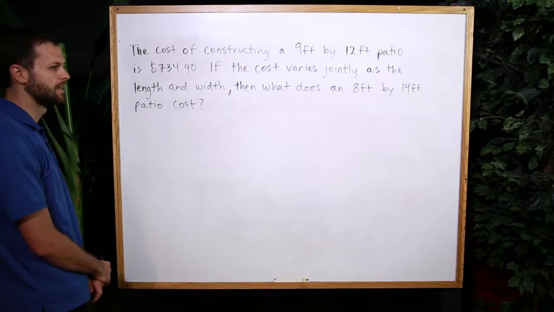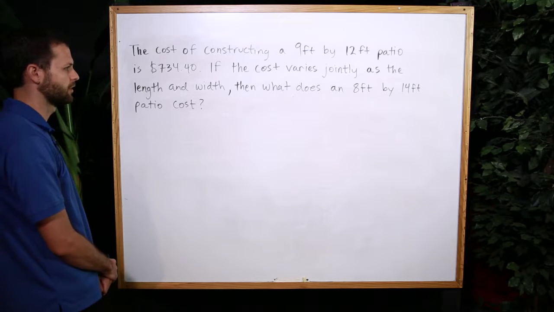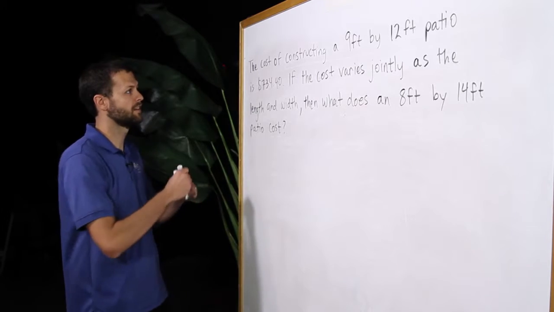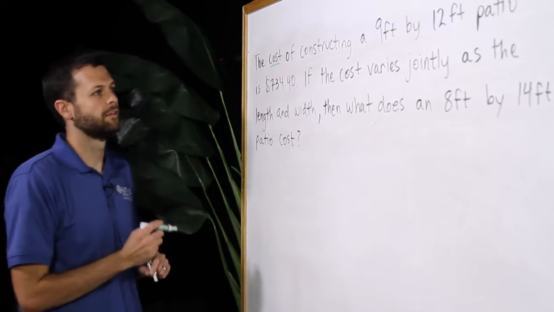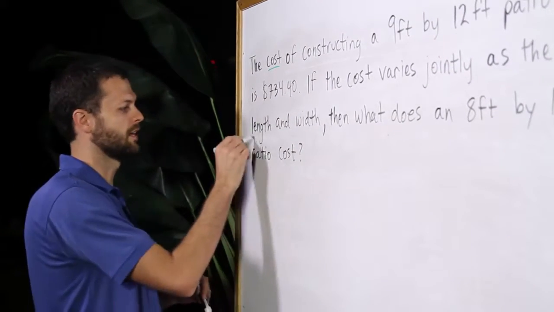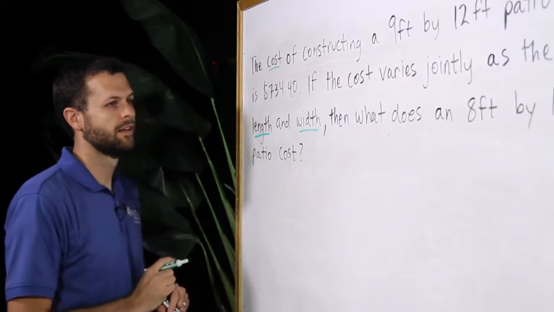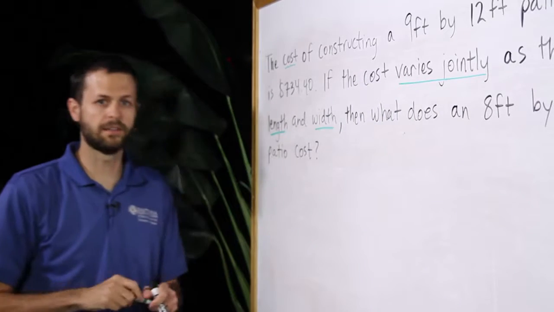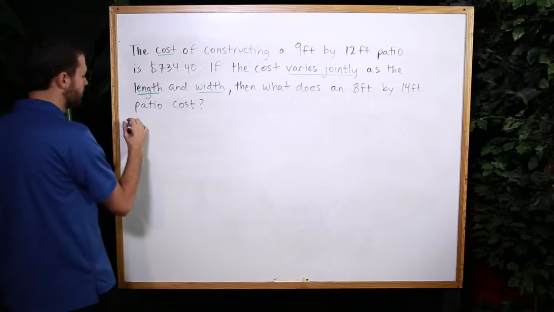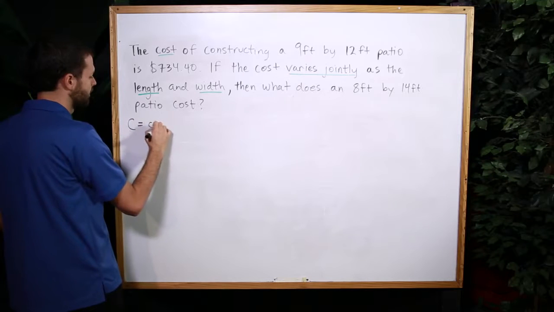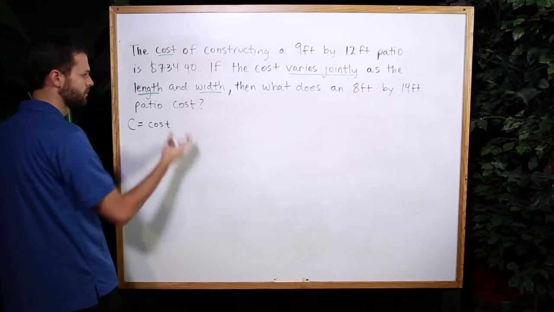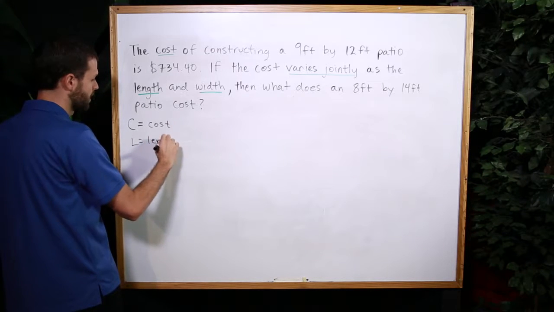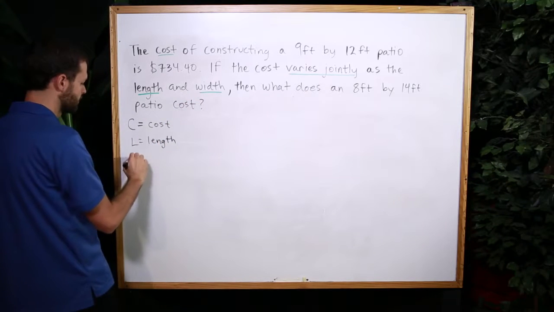First, what I would like to do is identify all of the variables in question. I have several variables to note. First is the cost. The second one is the length, and the third is the width. The other key phrase here is varies jointly, which I will address in just a moment. Just to remind myself, I'm choosing variables: C is the cost, L is the length, and W is the width.